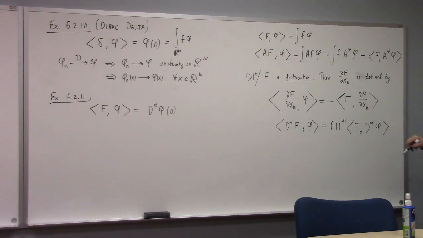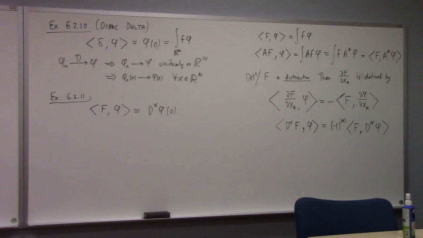And there's the definition for the alpha derivative of the distribution, Theorem 6.2.13. If f is a distribution, then the alpha derivative of f is a distribution for any multi-index alpha. And the proof is given there. I'm not going to go through it. It's relatively simple.